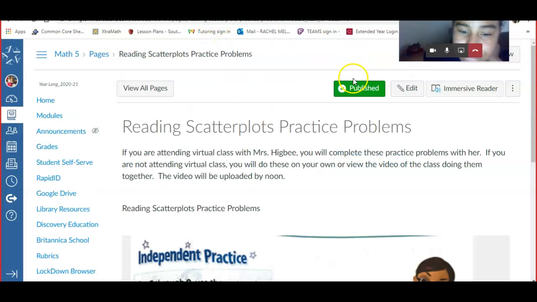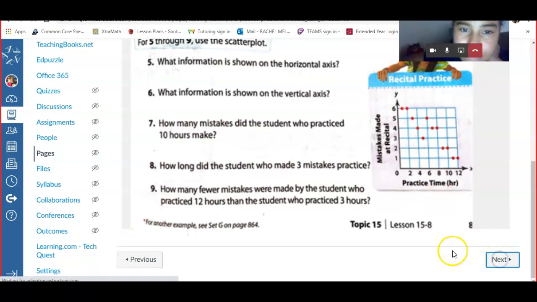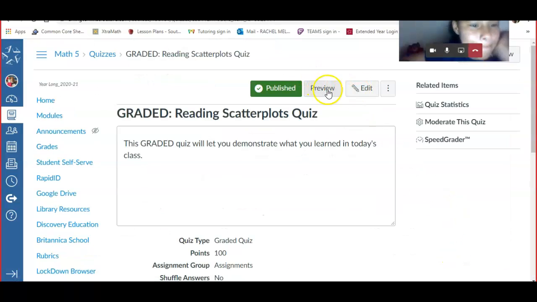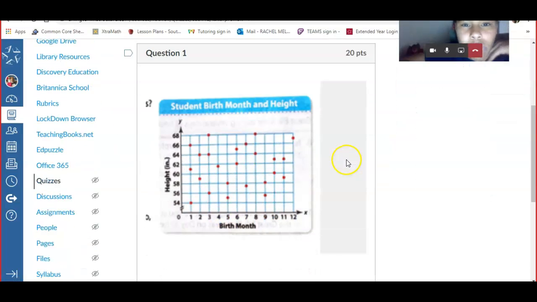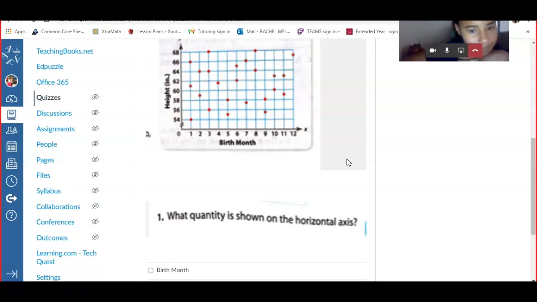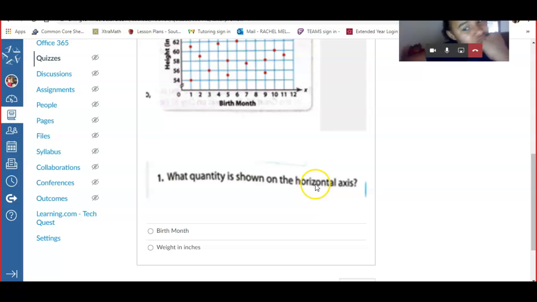Okay, so let's go ahead and go over to your quiz. It is a graded quiz today, and let me show you what you need to do. Okay, I sure hope you're listening. For question 1 and question 2, they're going to give you the scatter plot. Question 1 is what is the horizontal axis, and you choose which one is the horizontal. Question 2 is going to be the same exact question, only it's going to ask for the vertical axis, and you pick which one is the right label.